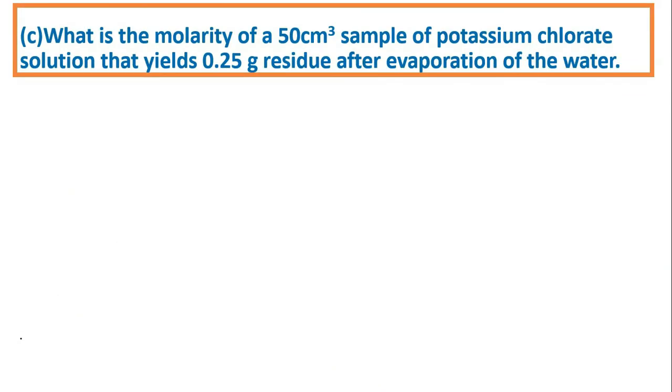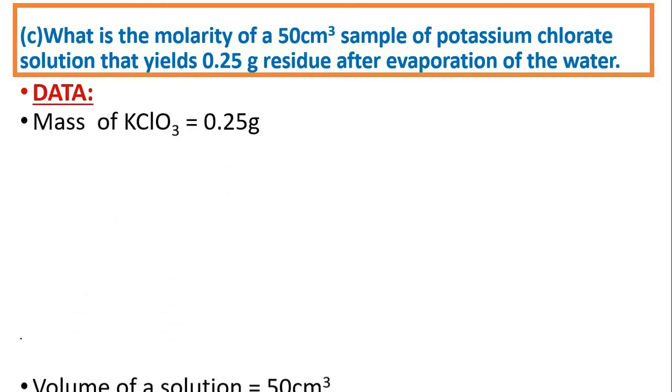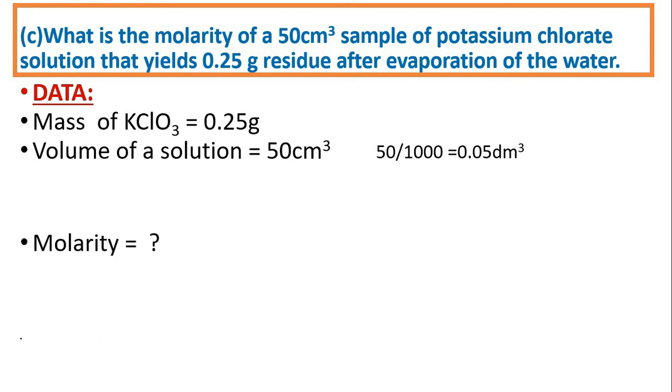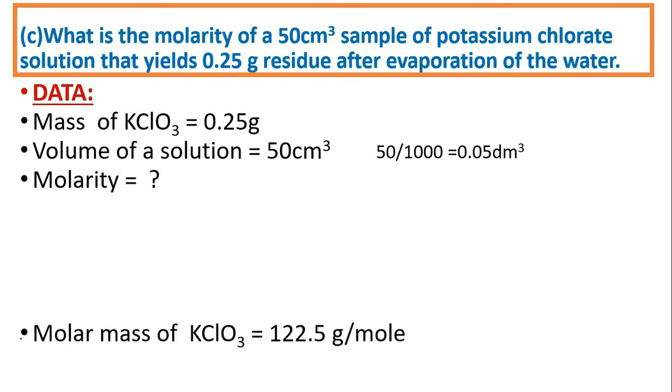So students, in this way we get the molarity 0.489 molar. Now part C. What is the molarity of a 50 cm³ sample of potassium chlorate solution that yields 0.25 gram residue after evaporation of the water? Yes, first we will write the data. Mass of potassium chlorate is 0.25 gram and volume of the solution is 50 cm³. We have to convert it into dm³ by dividing by 1000, so we get 0.05 dm³ of solution. And molarity, we don't know.